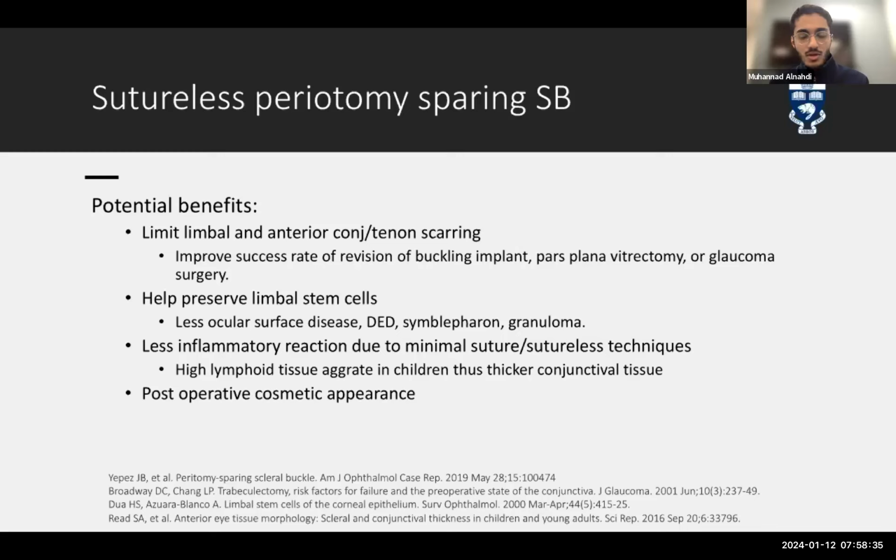The conjunctiva is thicker in children because of the higher lymphoid tissue. In turn, when using dissolving sutures, which drive an inflammatory reaction, this may cause some inflammation and scarring in children. And the last point that was discussed in the literature was the postoperative cosmetic appearance.